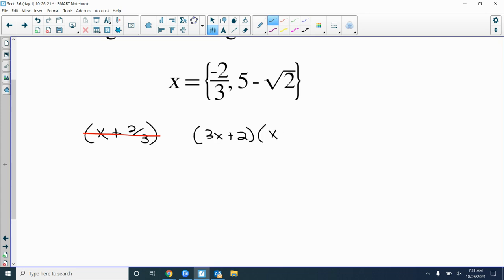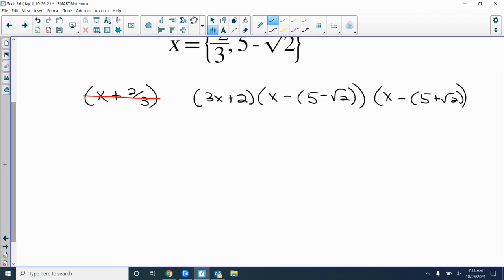And now I got x minus 5 minus square root of 2. You always subtract whatever your root is. And then I got x minus 5 plus square root of 2. We talked about they always come in pairs. So if you got one, you got to have the other. Doing these, I'm not gonna try to do 3x plus 2 times this one. Work with those two with the radicals first.